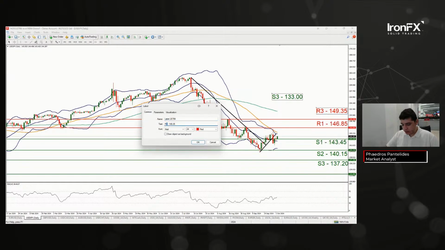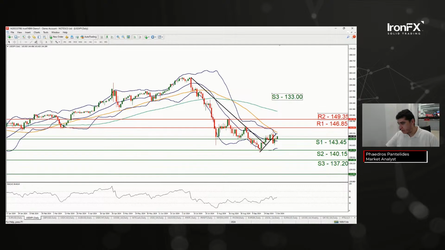So R3 becomes R2. We've left about 3 dollars between R1 and R2, S1 and S2, and then S2 and S3. So it would make sense that we're looking for resistance near the 152 figure. 151.8, that is very nice.